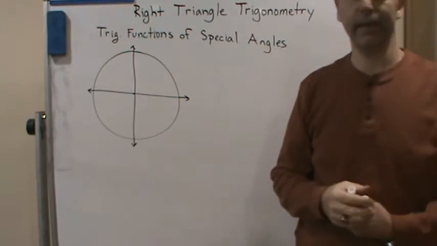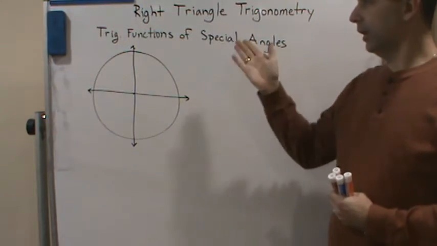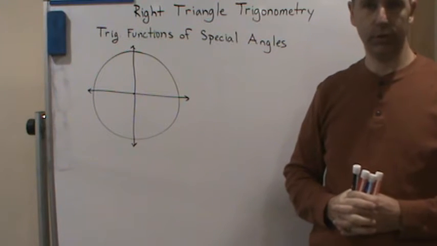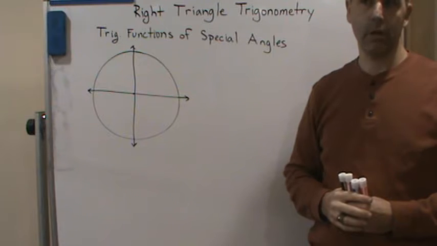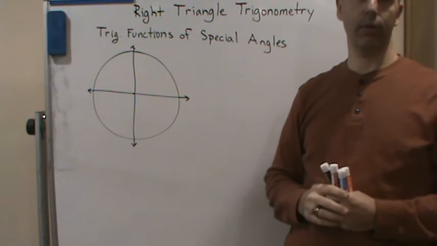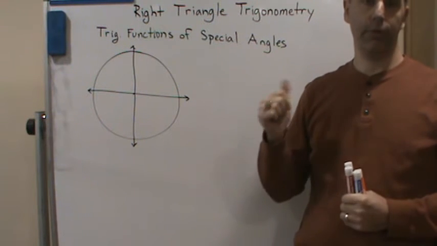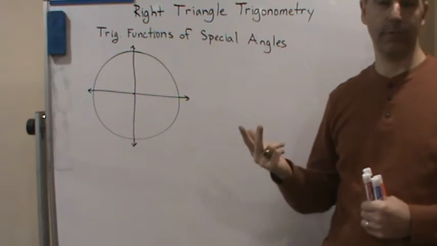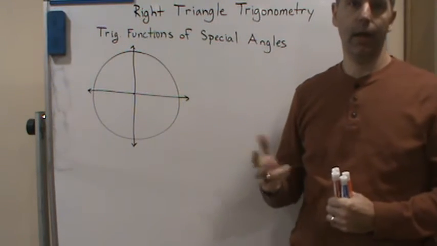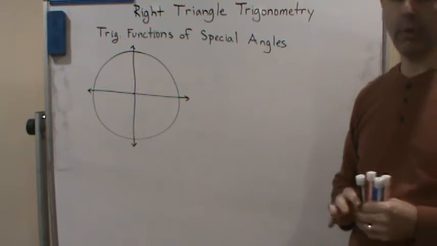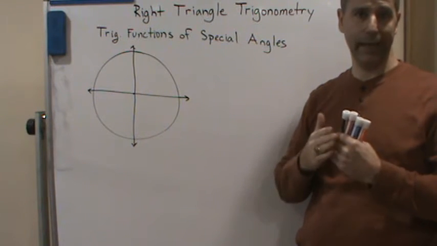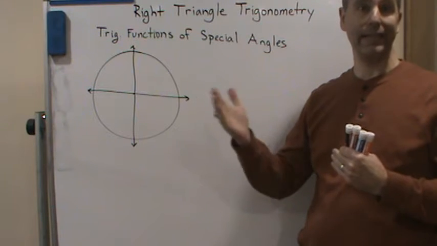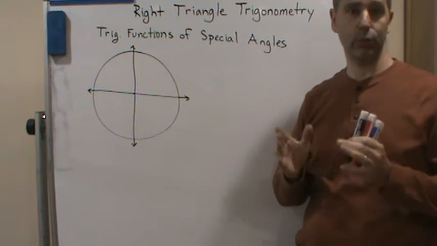Okay, so welcome back, and today we're going to start talking about trig functions of special angles. The two situations we're going to deal with are multiples of 30 degrees, 60 degrees, and 45 degrees. Since we're dealing with right triangles, keep in mind that this is only good for angles 0 through 90 degrees, because again we're dealing with right triangles.